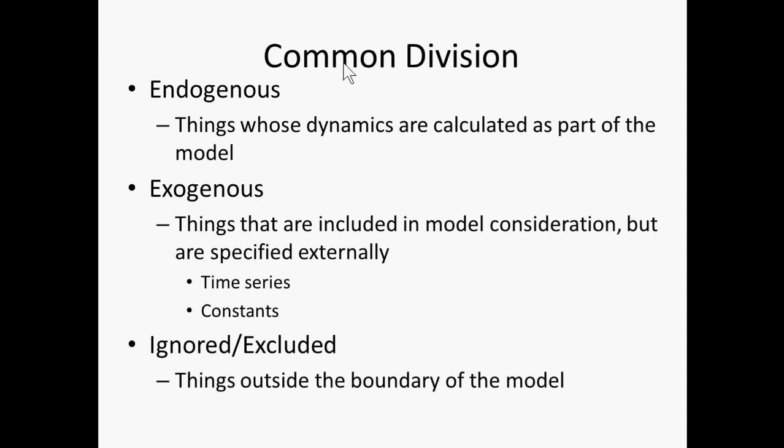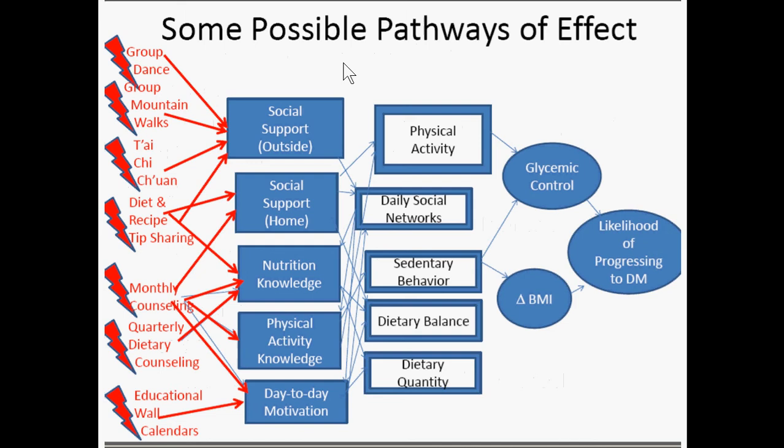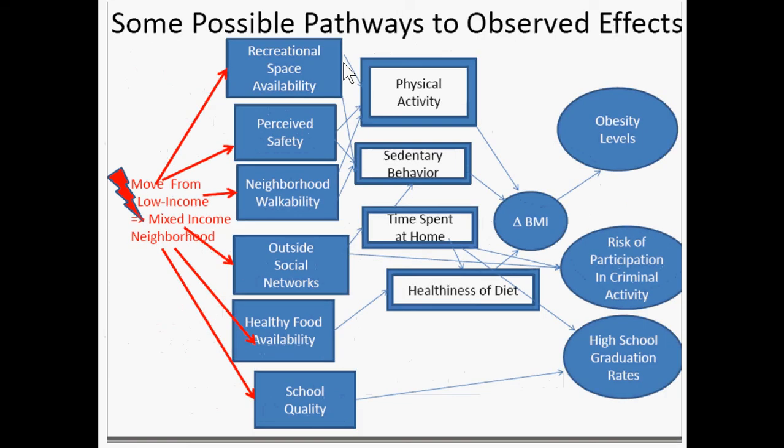Yes, Ron? Okay, now with your move from low income to mixed income neighborhood, one of the things you have is risk of participation in criminal activities. Right. Now, are you assuming then, because in this mixed neighborhood, that this reduction isn't going to affect the overall level of background criminal activity because it's a relatively safe neighborhood anyway?